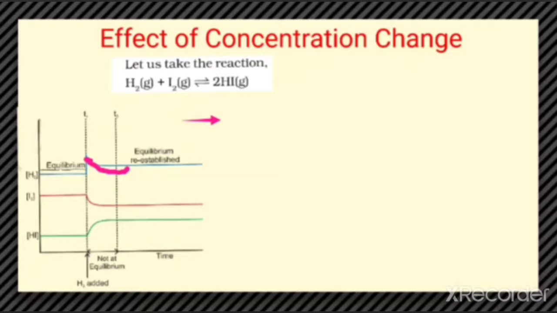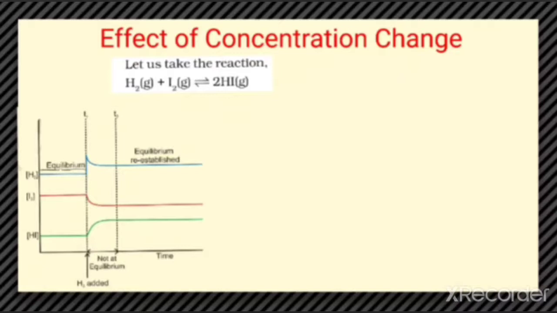So the concentration of H2 now decreases, and when the concentration of H2 decreases, I2 also decreases because H2 and I2 only make HI. So you can see the plot for hydrogen and iodine both is moving down, but the concentration of HI is raised up because the reaction is moving in the forward direction, that is, the formation of product is taking place. Therefore the plot for HI is slightly raised up.